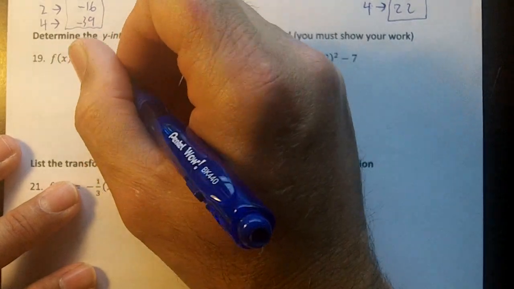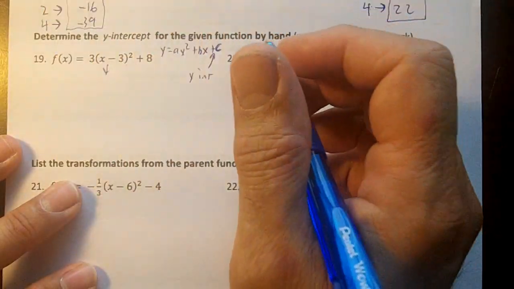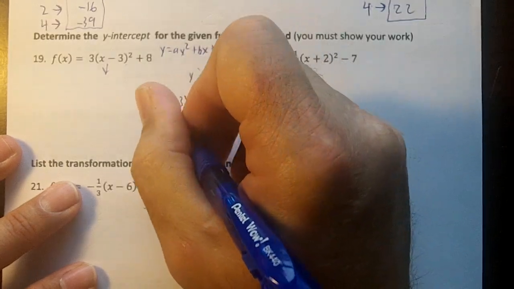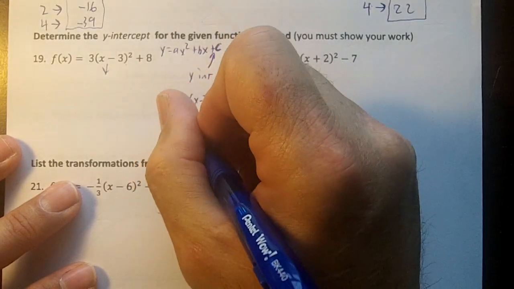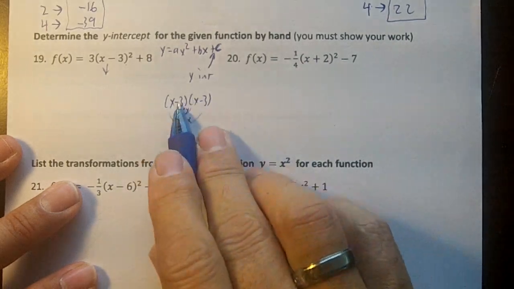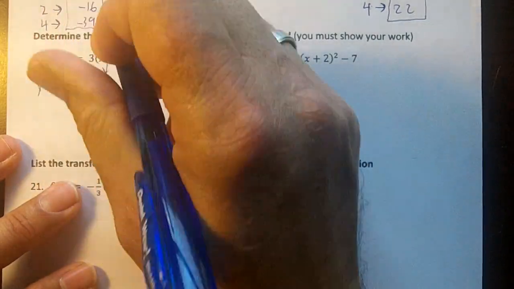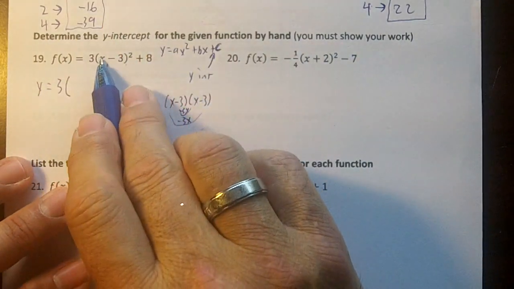So the first step is to do this x minus 3 squared. If I did x minus 3 times x minus 3, remember, draw your arches, you would get negative 3x, negative 3x. Okay, so you would use this to get this. So I'm going to put y equals 3 parentheses. You have to be able to do this with the shortcut.